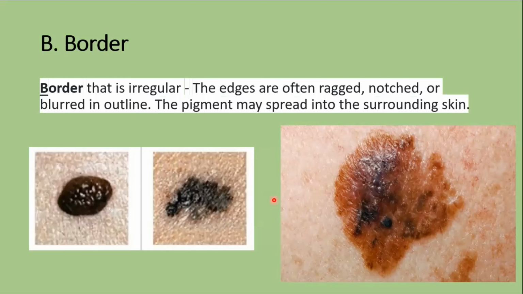Next, B stands for border. Normal moles usually have smooth, even borders, but if the edges of a mole are irregular, blurred, or jagged, it could be a sign of melanoma. So we need to keep an eye on those borders.